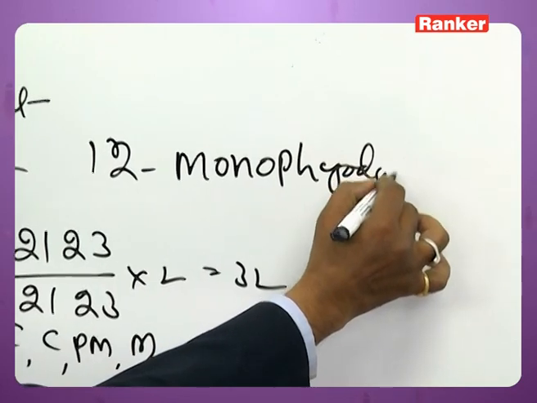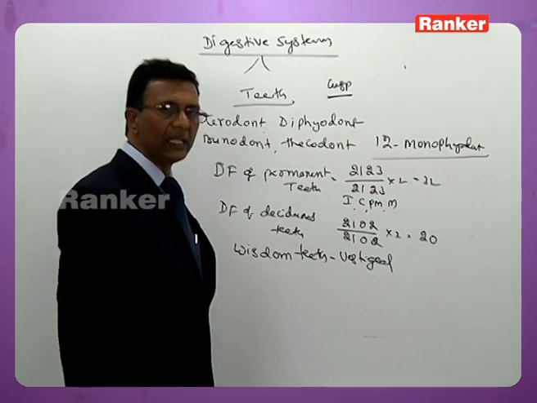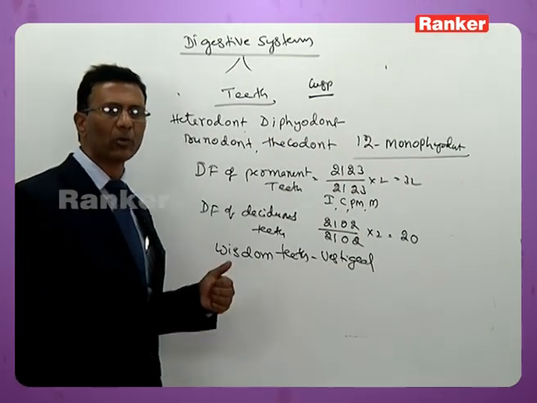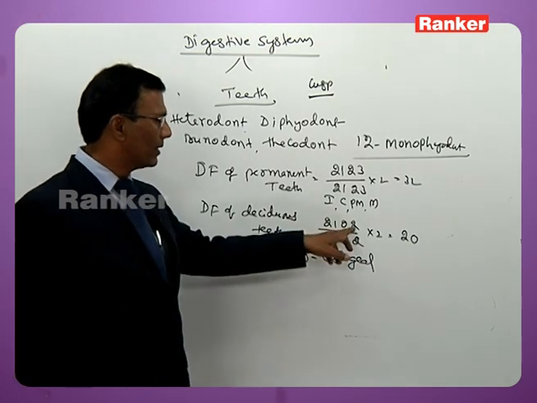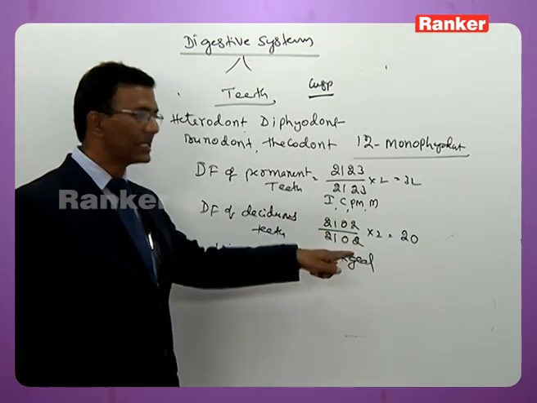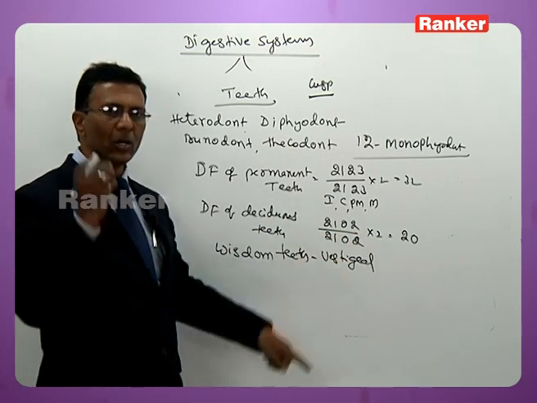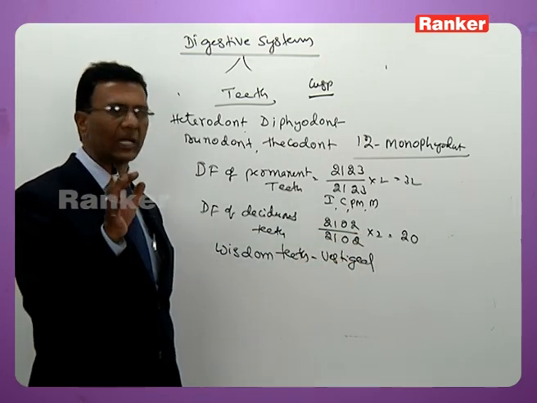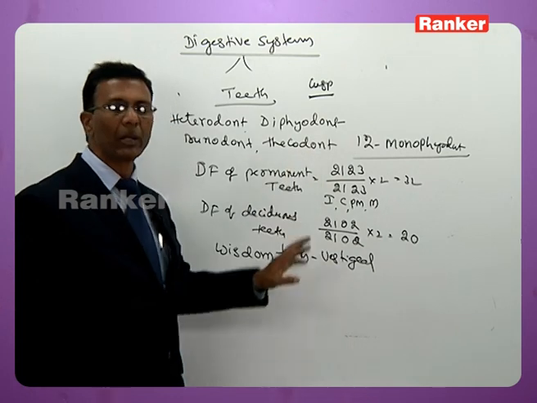Monophyodont in human being. So I repeat once again, 12 teeth are monophyodont in human. How do you get 12 here now? Instead of 3 molars you have only 2 molars. So how many are missing here now? 1 plus 1 and 1 plus 1, 4 teeth are there, and here you don't have premolars at all.